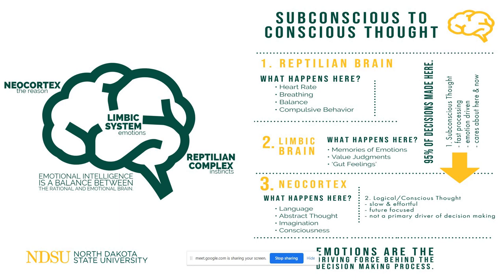The reptilian brain controls things like heart rate, breathing, balance, compulsive behavior. The limbic brain handles memories of emotions, value, judgment, gut feeling. Then number 3, the neocortex. What happens here? Language, abstract thought, imagination, consciousness. It happens at the reasoning level, like we have the reason to do things, and it works at the conscious level. Logical, conscious thought, slow and effortful, future focused, not a primary driver of decision making.